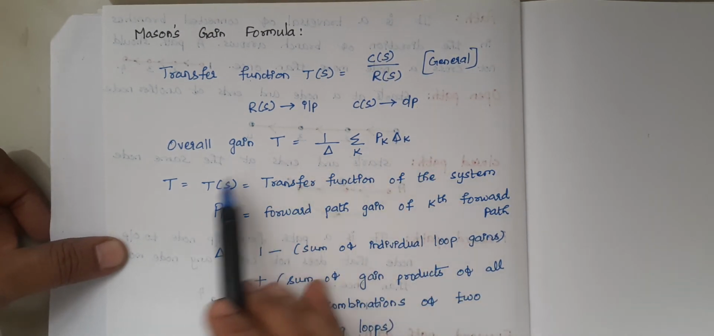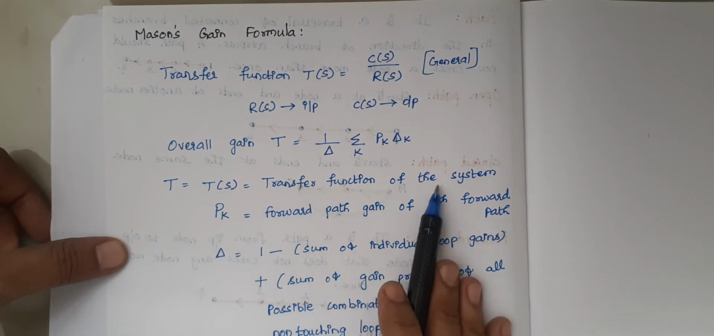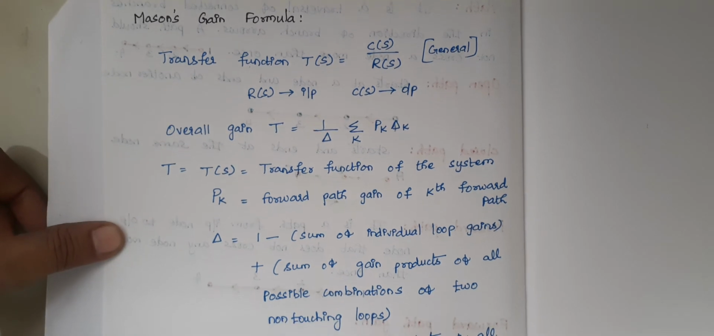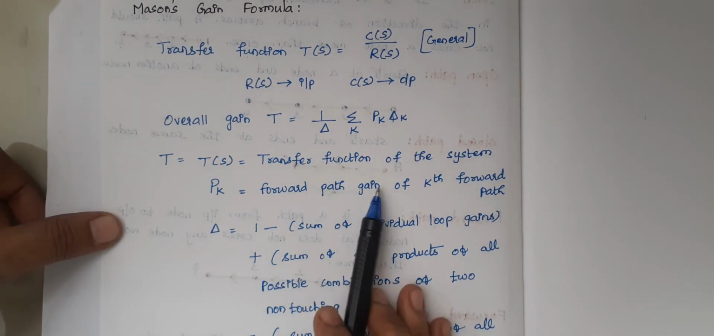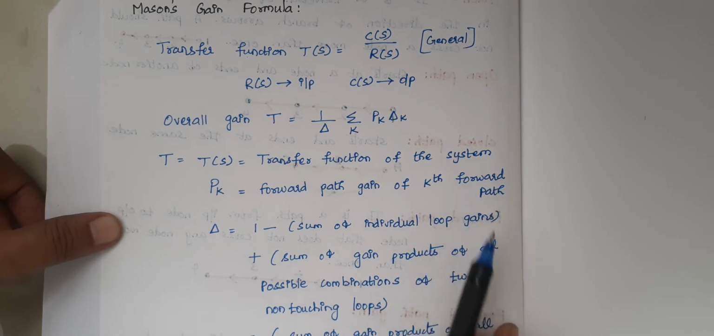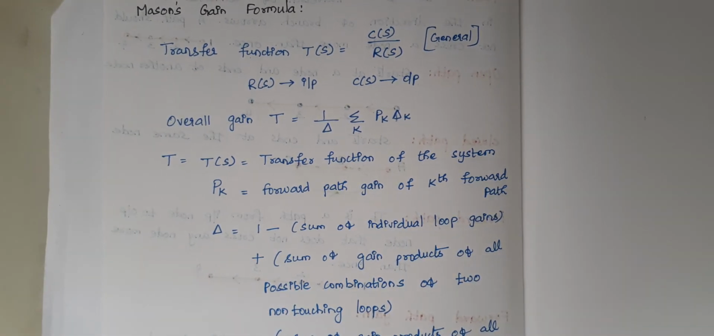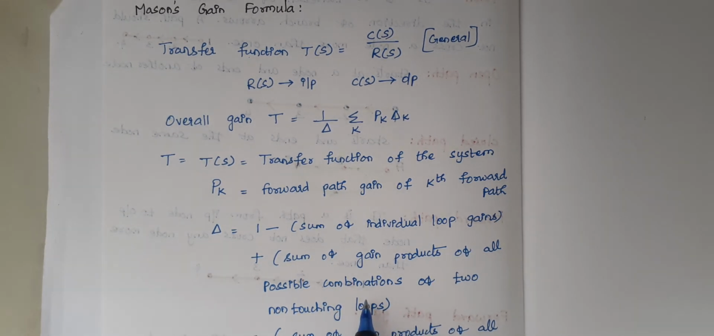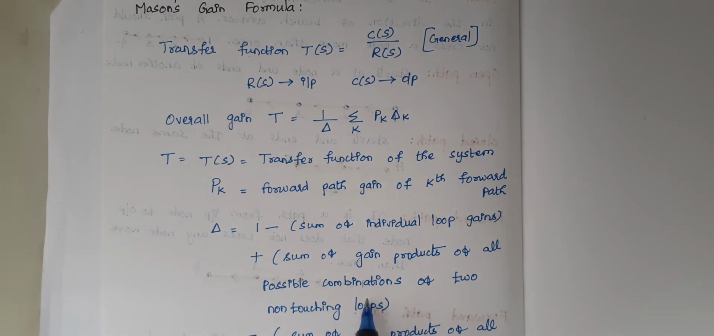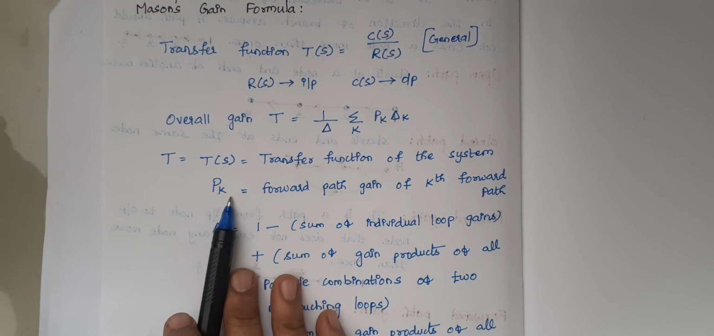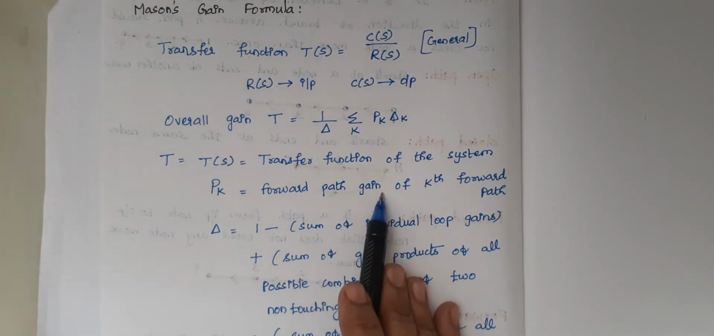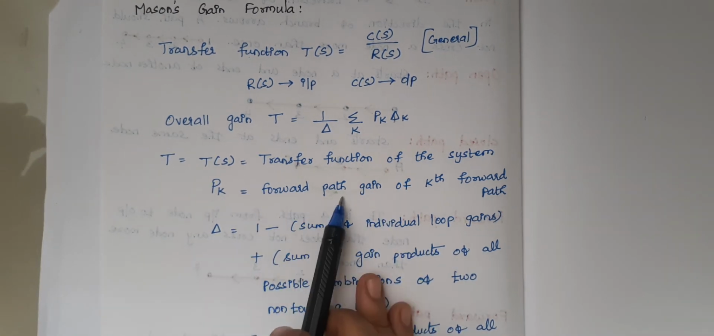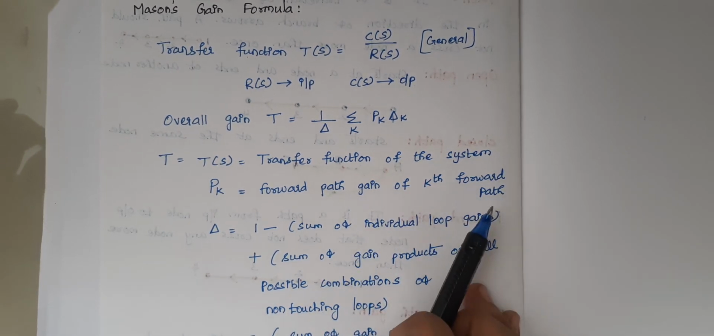So here T, as I already said, is nothing but the transfer function of the system. And what is meant by Pk? Pk is nothing but the forward path gain of the kth forward path. Because whenever a problem is given, we don't know how many forward paths the graph will have, right? It varies according to the type of problem. So there may be 2 forward paths, there may be 3 forward paths, or whatever it may be. Sometimes there may be only 1 forward path. So Pk is nothing but the forward path gain. You have to multiply all the gains which are present in that forward path. So Pk is the forward path gain of the kth forward path, right?